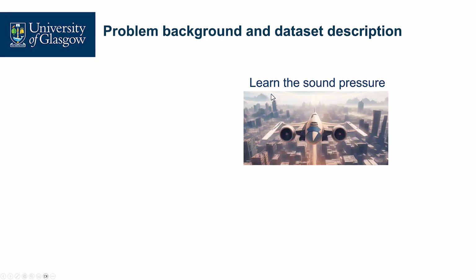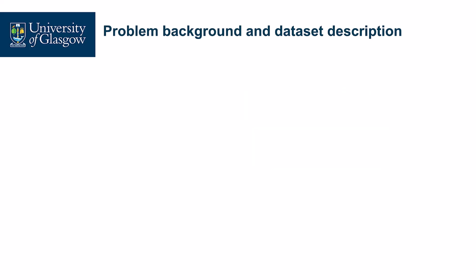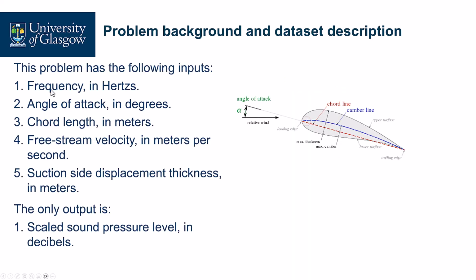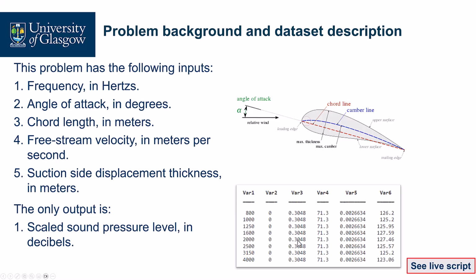In this case, it's a regression problem. We want to learn the sound pressure of aircrafts. There are 5 inputs, which are the frequency, the angle of attack, the chord length, the free stream velocity, and the suction side displacement thickness. And the only output is a scaled sound pressure level. And we can see it here. We can see that the data are of different scales, right? So remember this, and we will see it later.